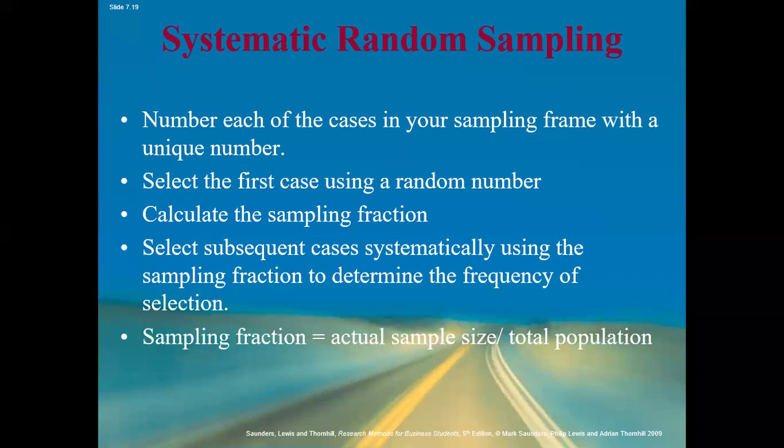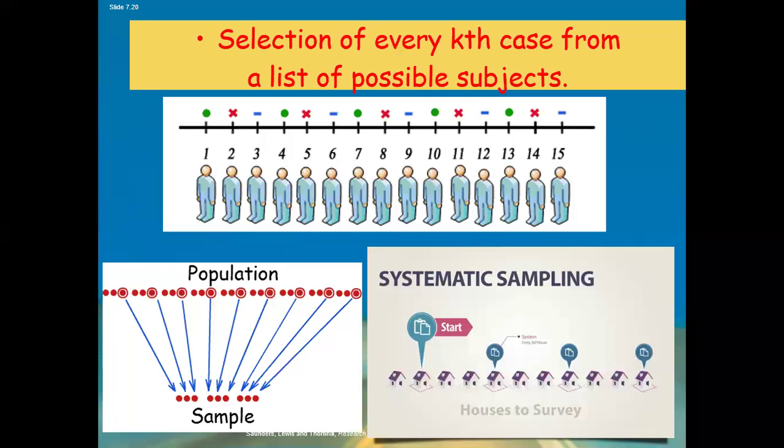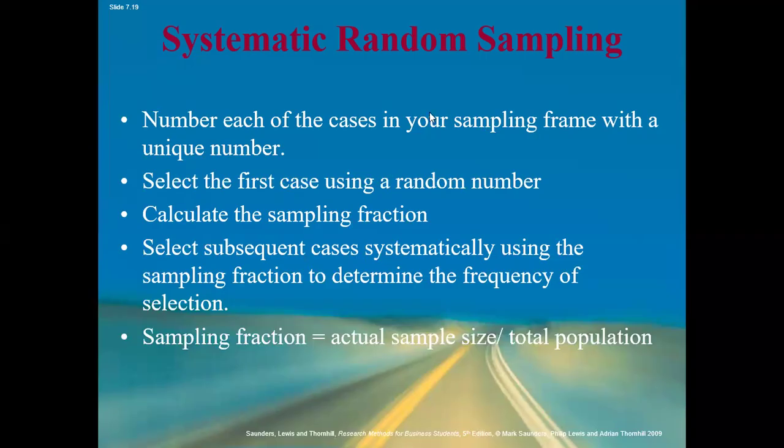From that point, according to the sampling fraction, we can take the sample size from the population. What is the sampling fraction? The actual sample size divided by the total population. We express it as a percentage, the fraction. This is systematic sampling.